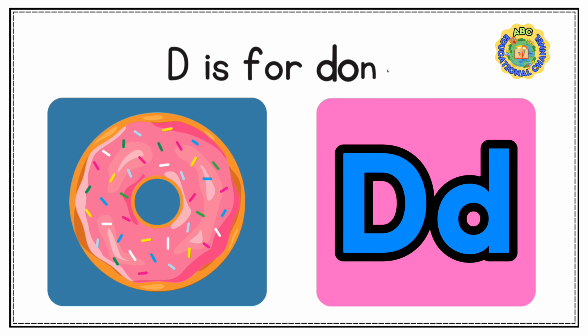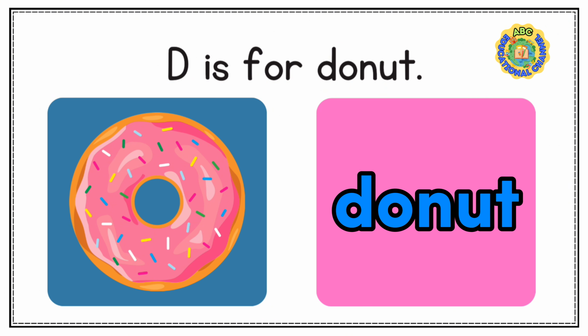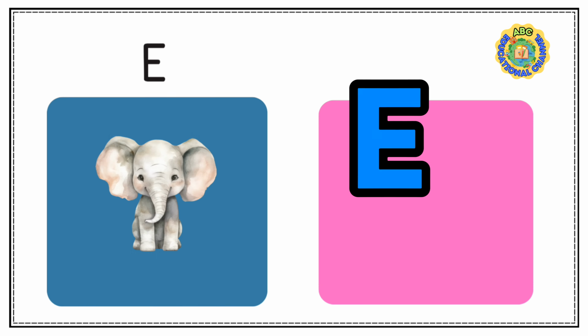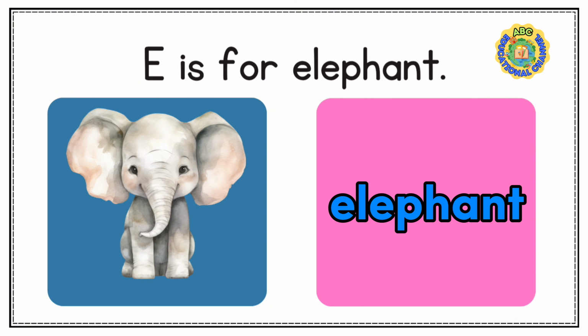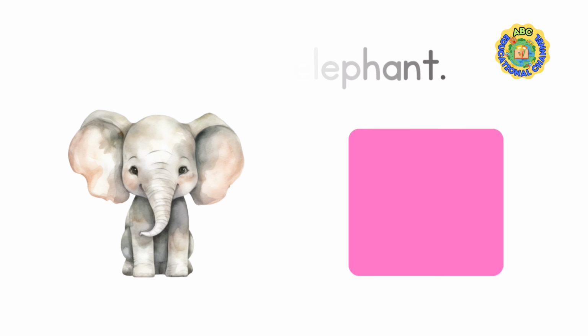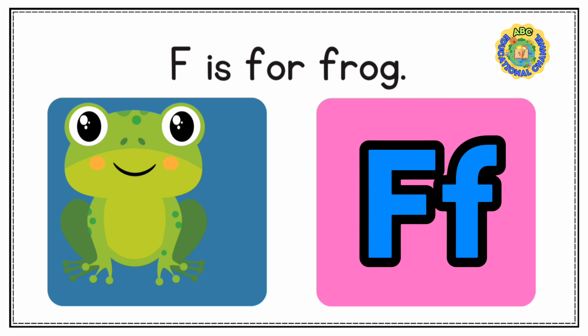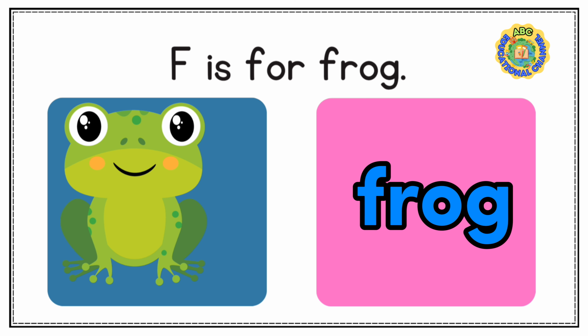D is for donut. Donut. E is for elephant. Elephant. F is for frog. Frog.